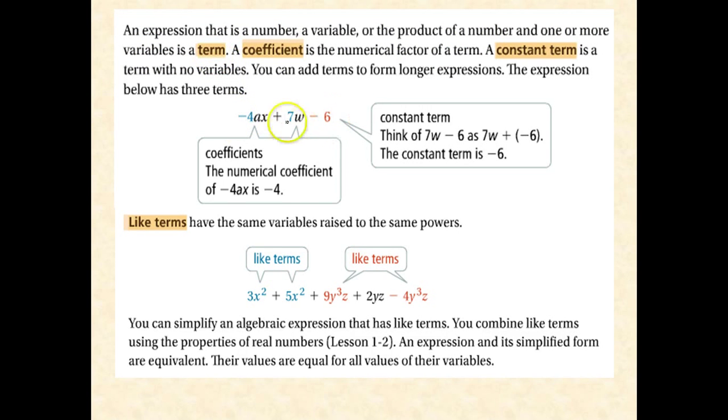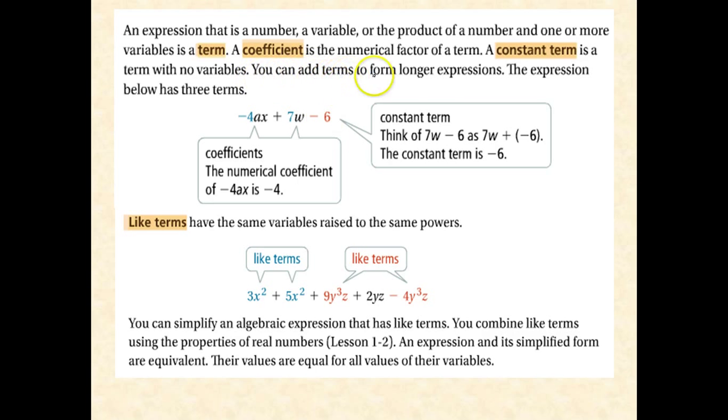It can be a number, it can be numbers and variables, it could be numbers and more than one variable. Each of these is called a term. A coefficient is the numerical factor of a term. So here -4 is the coefficient, and 7 is the coefficient of this one, and -6 is the constant coefficient. A constant term is a term with no variables, so -6 would be our constant term.